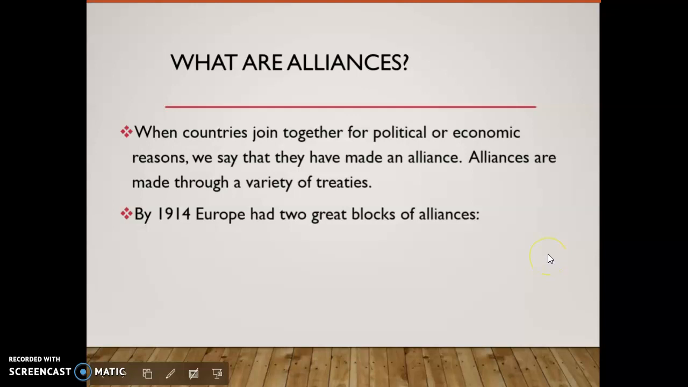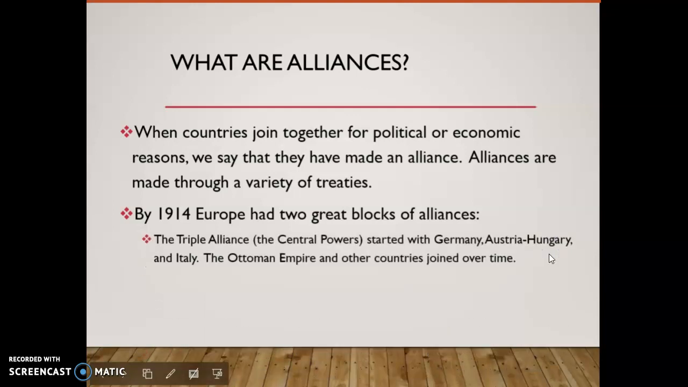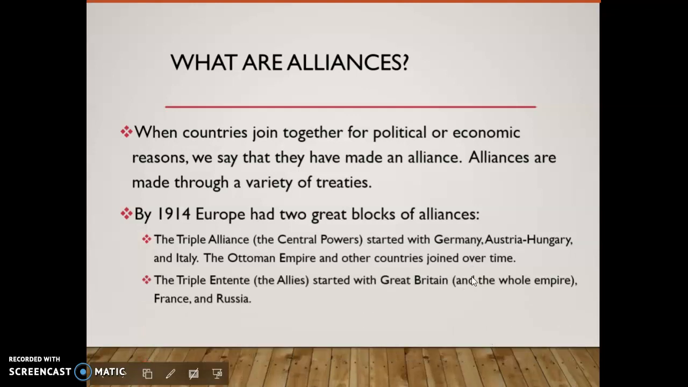We've already looked at these when we did our mapping assignment, so you are aware of these. The one block is called the Triple Alliance, or the Central Powers, and that was started by Germany, the Austro-Hungarian Empire, and Italy. Later on, the Ottoman Empire and a bunch of other countries will join them. Then there's also the Triple Entente. We also refer to them as the Allies, and the three original are Great Britain, France, and Russia.